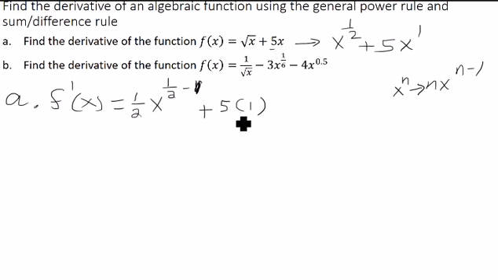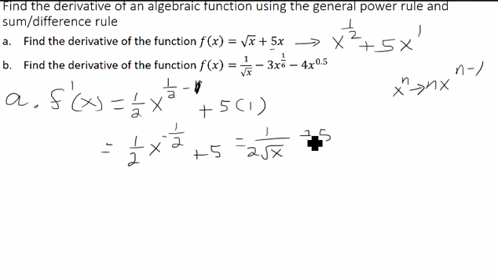Now let's simplify this a little bit further. So it's going to be 1/2 x to the power 1/2 minus 1, which is negative 1/2, plus 5. If you simplify it a little bit further, that's going to give you 1 over 2 square root of x, plus 5. Again, I prefer to write in terms of the radicals and the positive powers of x as much as possible, but if you're not comfortable with this type of notation, then you can stop in the second last line.